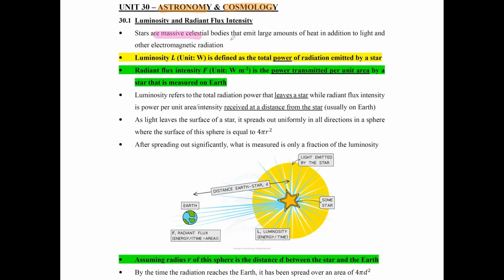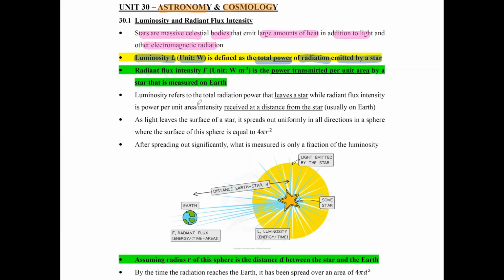Stars are massive celestial bodies that emit large amounts of heat in addition to light and other electromagnetic radiation. When it comes to stars, there are a few properties about the star that we're interested in. The first one being the luminosity L of the star, which is actually the total power of radiation emitted by the star. Since it's actually the total power, the unit of luminosity would be in watts.